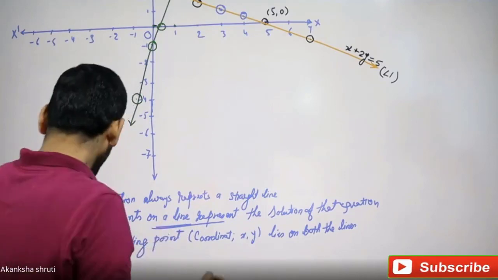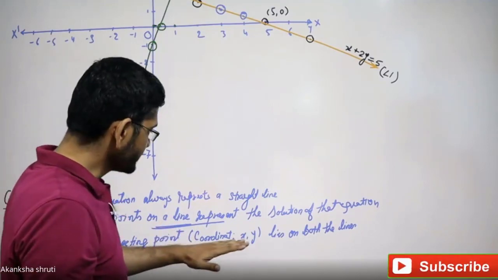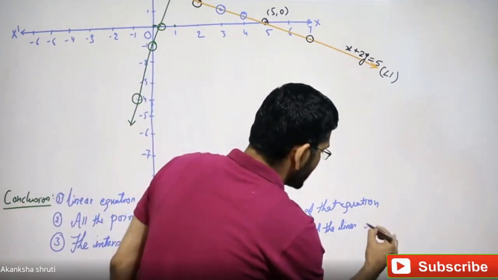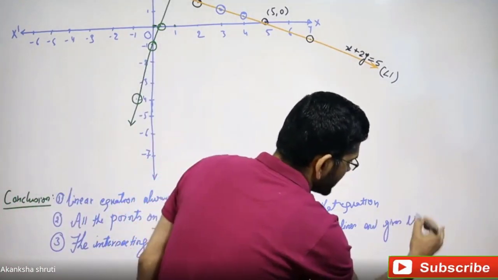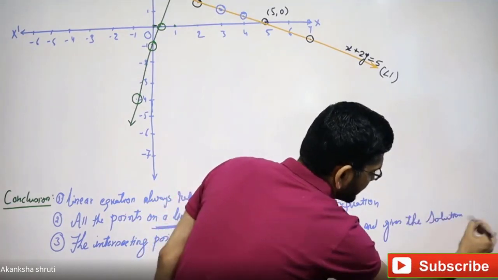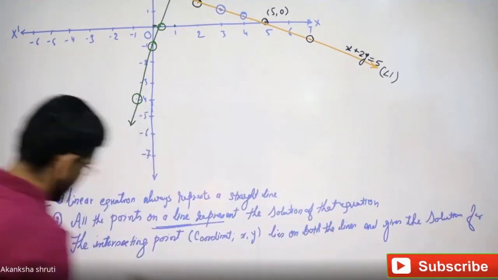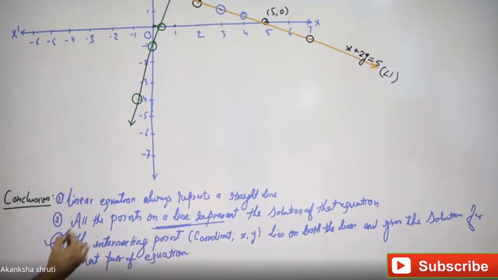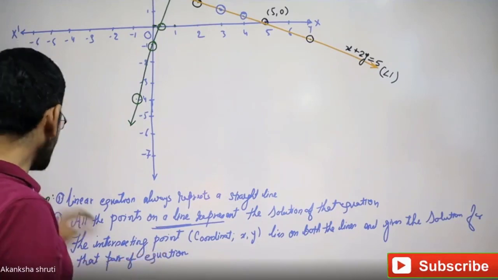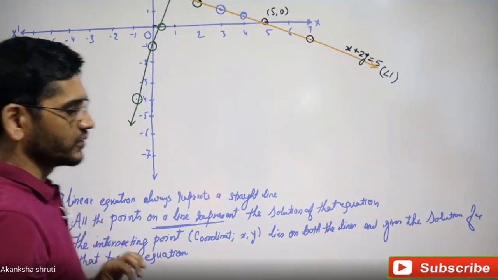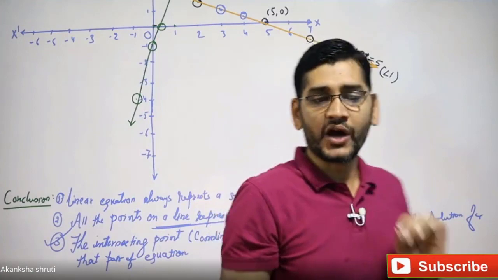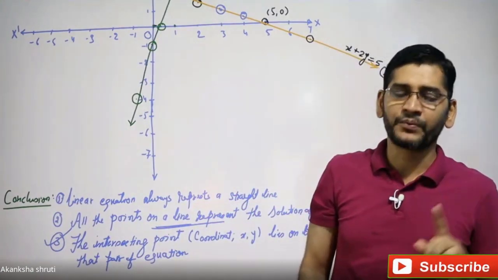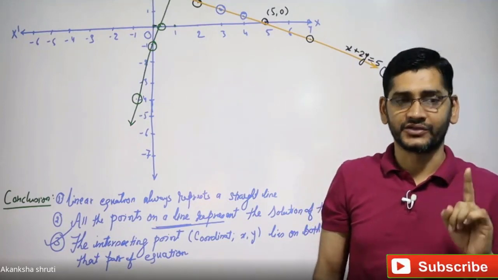Okay? So the coordinates of the intersecting point lie on both the lines and give the solution for that pair of equations. So this is the final conclusion. This final conclusion we have reached from the above two. So students, the term linear signifies that the degree of the variable is 1. If we are plotting, its graph is always a straight line.